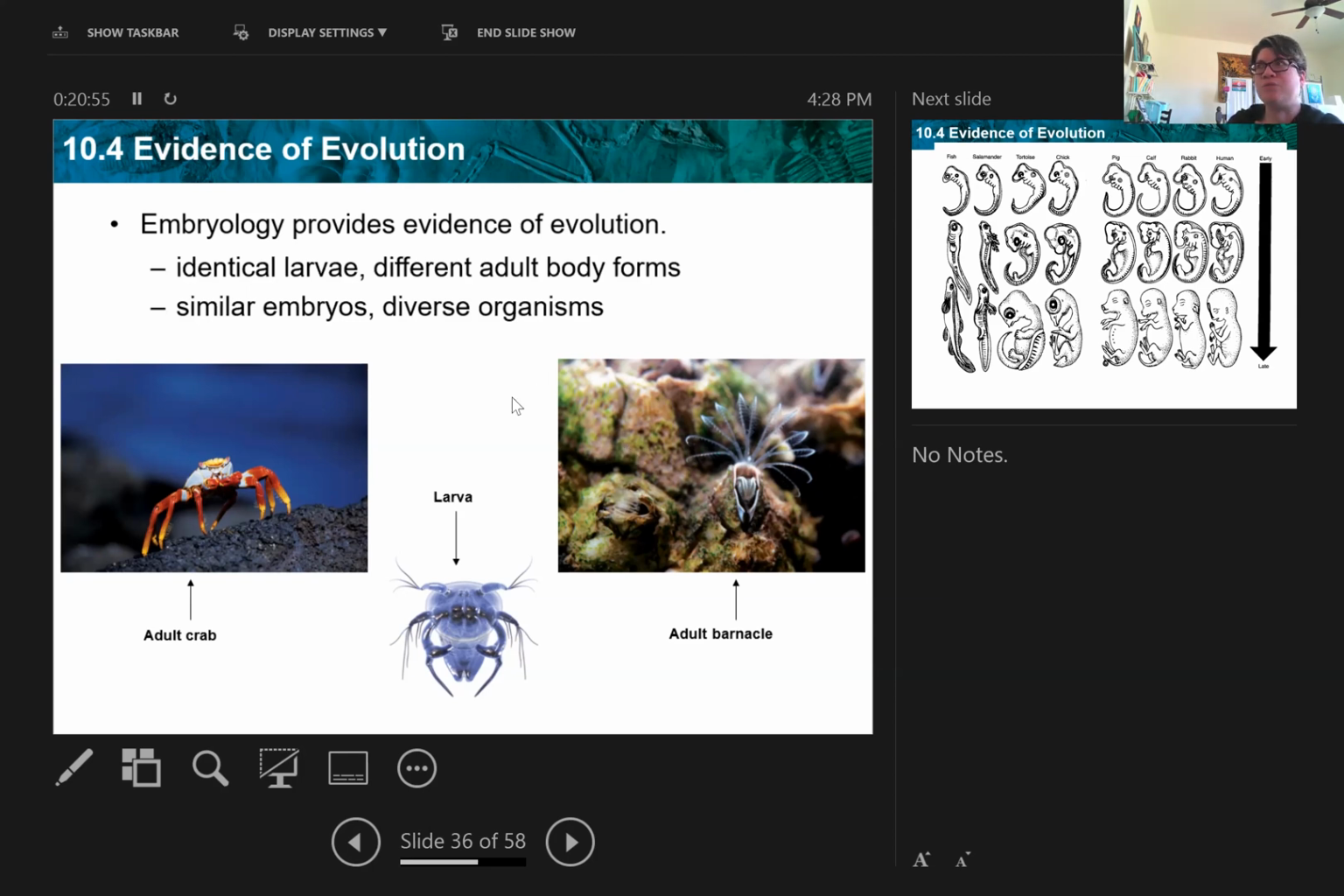We are also, get this, more related to sea stars like starfish than we are to insects. And that's because of our embryos. Our embryos are more similar to sea star embryos than they are to insect embryos. So we base a lot on what the embryos look like. And here's some cute little embryos.